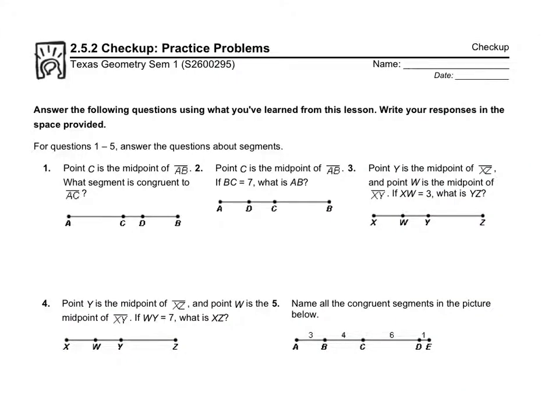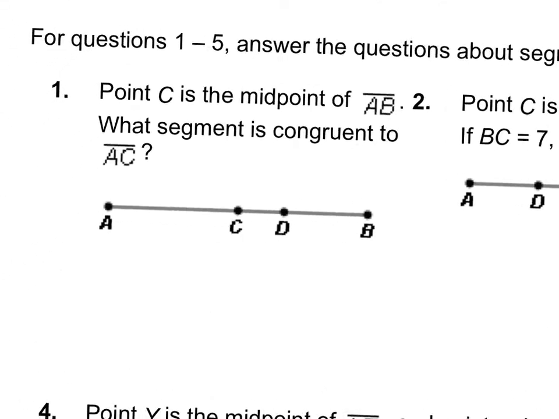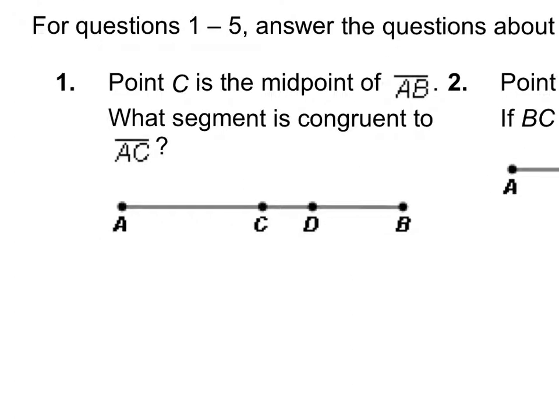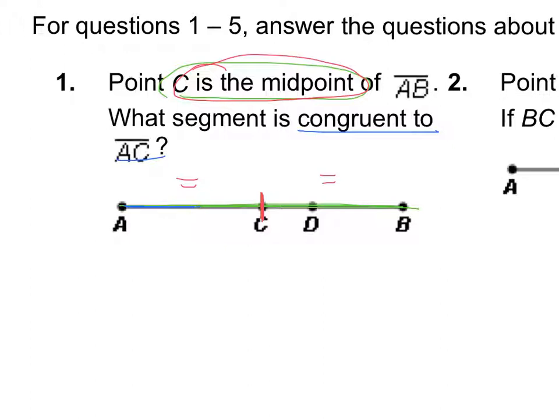So for number 1 on the checkup, it says point C is the midpoint of AB. What segment is congruent to AC? So what we're told by that is that we have this line segment, and we know that C is the midpoint. If C is the midpoint, that means it's in the middle. It means that this half on the left is equal to the half on the right. So AC is this part. Well, it must be congruent to BC because BC is the other half.